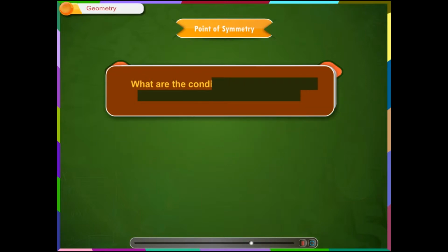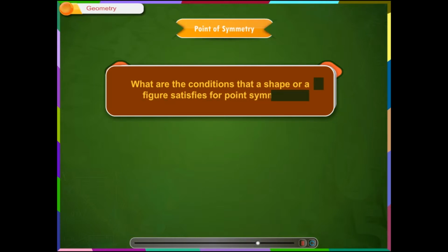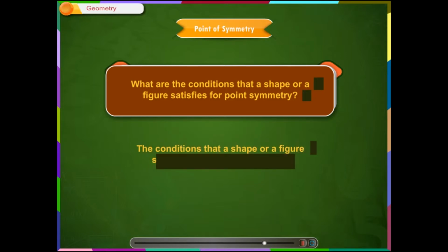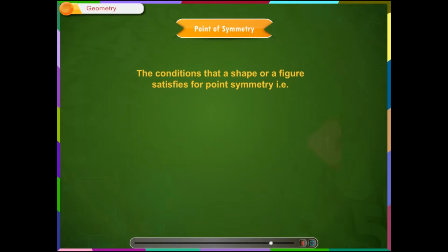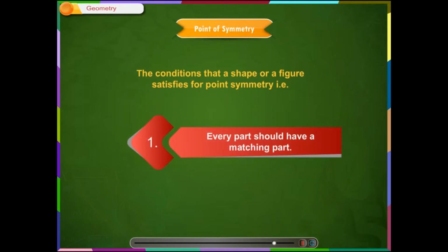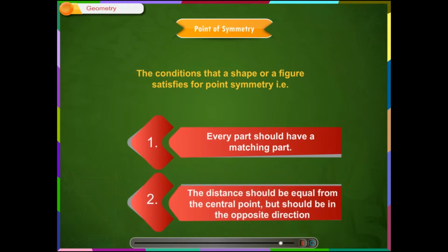What are the conditions that a shape or a figure satisfies for point symmetry? The conditions that a shape or a figure satisfies for point symmetry are: 1. Every part should have a matching part. 2. The distance should be equal from the central point, but should be in the opposite direction.